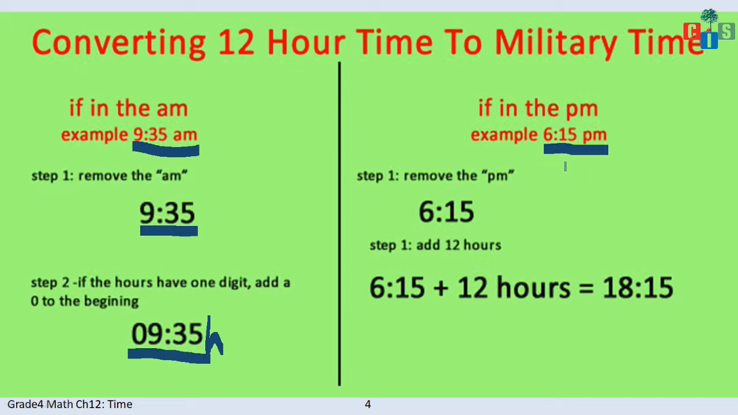Fine. And if you have been given 6:15 p.m. and you have to convert this time into 24-hour clock, what will you do? You will first remove this p.m. So it will be 6:15. Okay, p.m. is removed. Here you will remove a.m. Here you will remove p.m. Fine. Now the difference is, as it is p.m., you are going to add 12 hours to the hour.